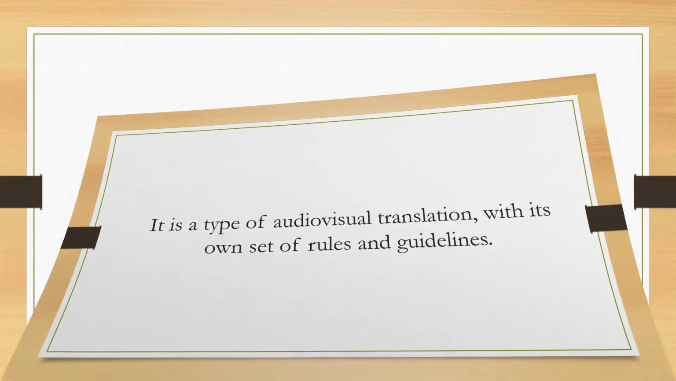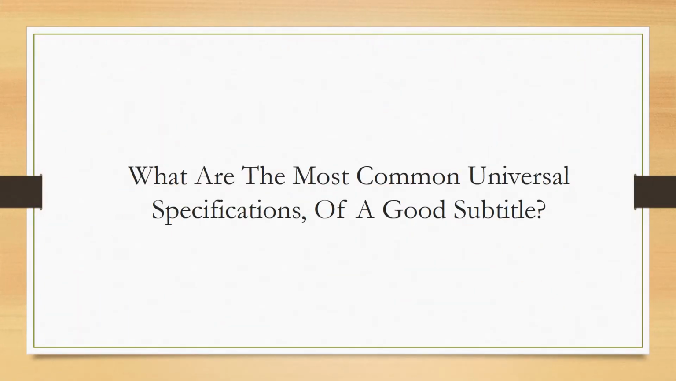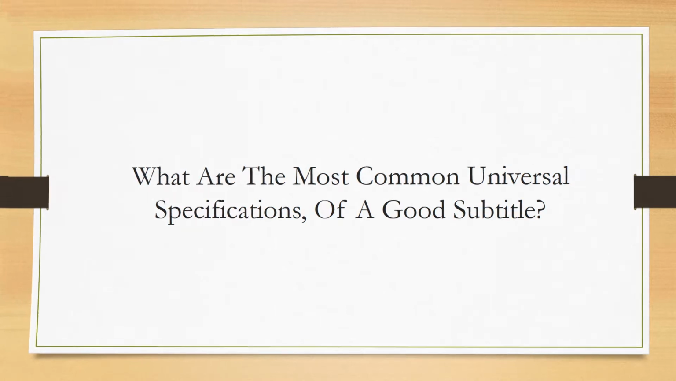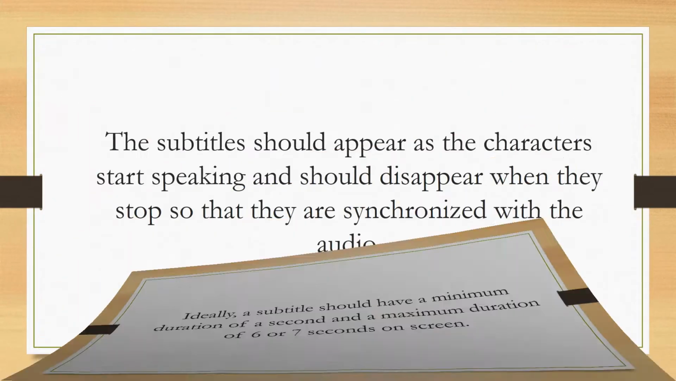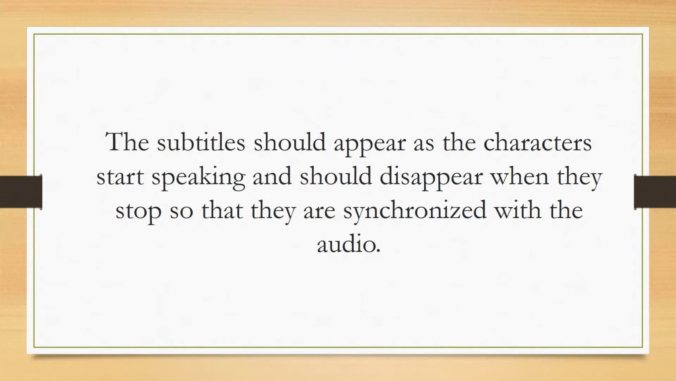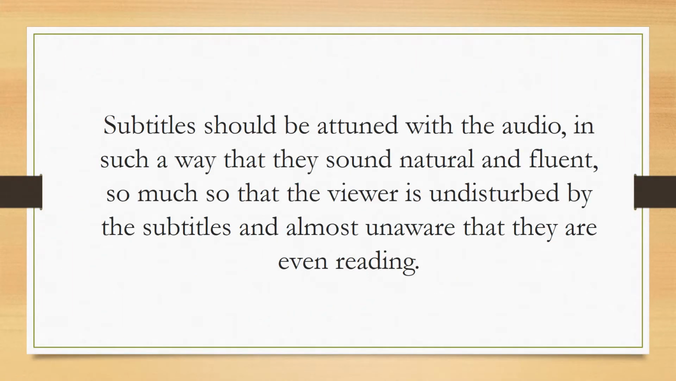What are the most common universal specifications of a good subtitle? Ideally, a subtitle should have a minimum duration of a second and a maximum duration of 6 or 7 seconds on screen. The subtitles should appear as the characters start speaking and should disappear when they stop, so that they are synchronized with the audio. Subtitles should be attuned with the audio, in such a way that they sound natural and fluent, so much so that the viewer is undisturbed by the subtitles and almost unaware that they are even reading.